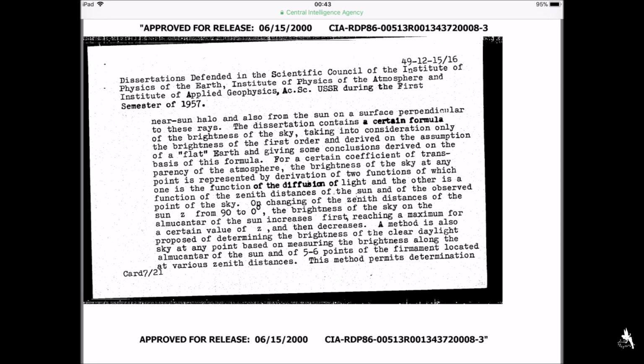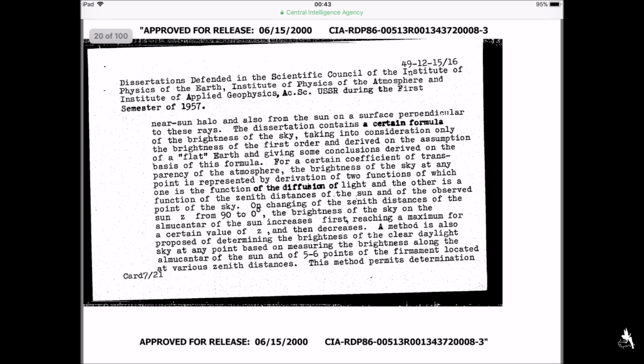The dissertation contains a certain formula of the brightness of the sky, taking into consideration only the brightness of the first order, and derived on the assumption of a flat Earth, and giving some conclusions derived on the basis of this formula. For a certain coefficient of transparency of the atmosphere, the brightness of the sky at any point is represented by the product of two functions, of which one is the function of the diffusion of light, and the other is a function of the zenith distances of the sun and of the observed point of the sky. On changing the zenith distance of the sun, z, from 90 to 0 degrees, the brightness of the sky on the almucantar of the sun increases first, reaching a maximum for a certain value of z, and then decreases.